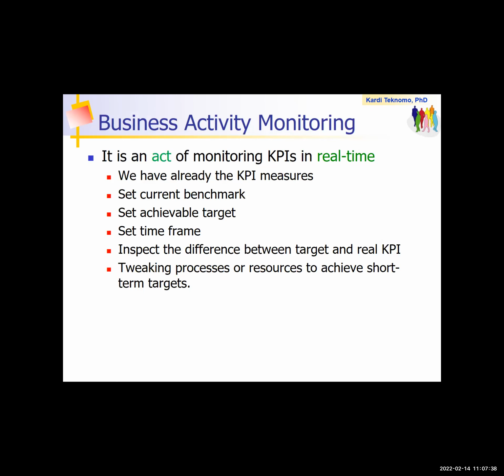So business monitoring is basically an app to monitor the KPI in real time. That means you already have the KPI measure, you already set the current benchmark, you already know the target that you can achieve, and you set the time frame. Now you check the difference between the target and the real KPI. And then you start to tweak the process or the resources to achieve your certain target. That is the business activity.